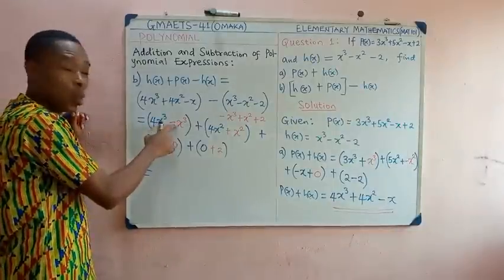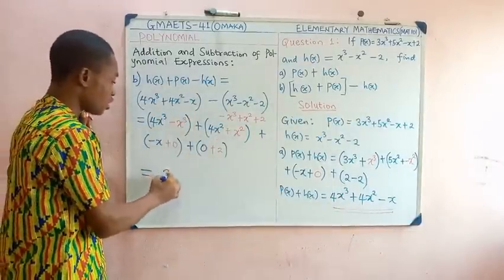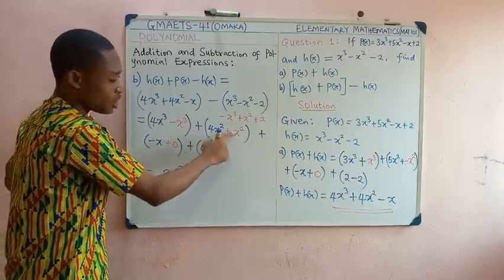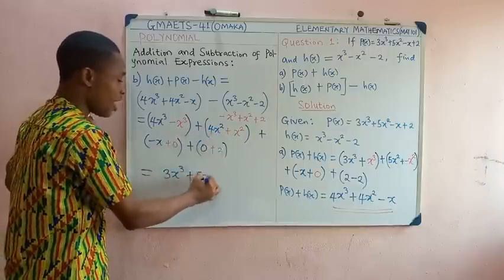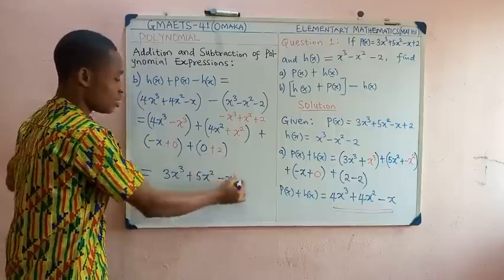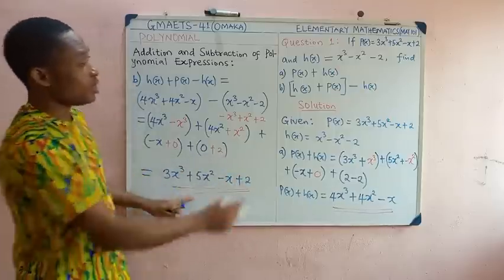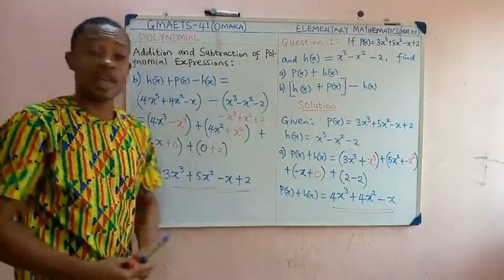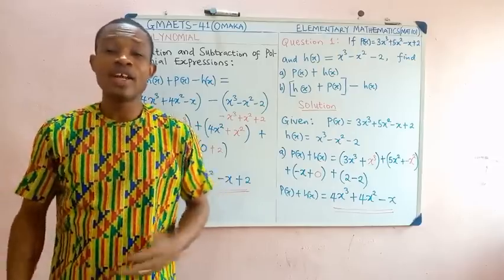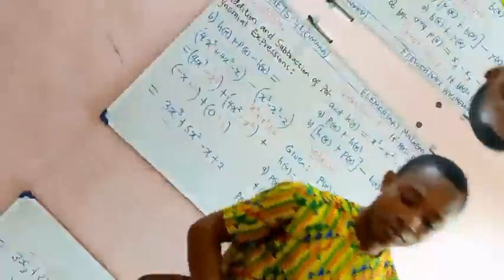This is 4 minus 1, then you pick the x cubed. It is 4x cubed minus x cubed, which is going to give us 3x cubed. Come over here, plus 4 plus the coefficient 1 here will give us 5, then x squared, 5x squared. Then here is going to be minus x, and then this is going to be plus 2. You see, we've gotten our answer. Compare this with the value of p of x, the polynomial that you see, they are equal. So this is how you handle addition and subtraction of polynomials. It's a simple one. In the next video, we're going to look at multiplication of polynomials.